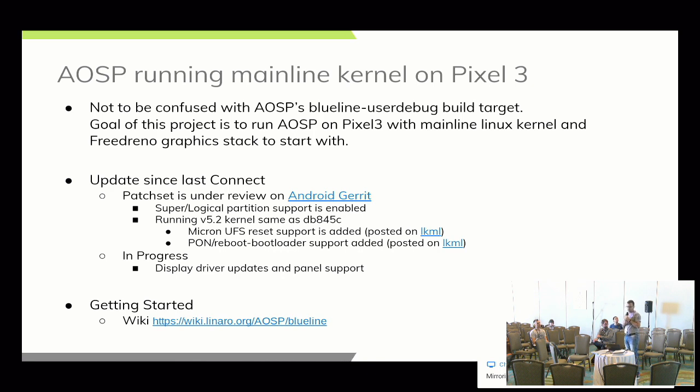And talking about the ASP running mainline kernel on Pixel 3. This shouldn't be confused with the ASP's blueline userdebug target. The goal of this project is basically to run a form factor device, which in this case is Pixel 3, with ASP and the mainline Linux kernel and the Freedreno graphics stack. That's true, by the way, for the 845C as well. It's also running Freedreno to boot to UI.